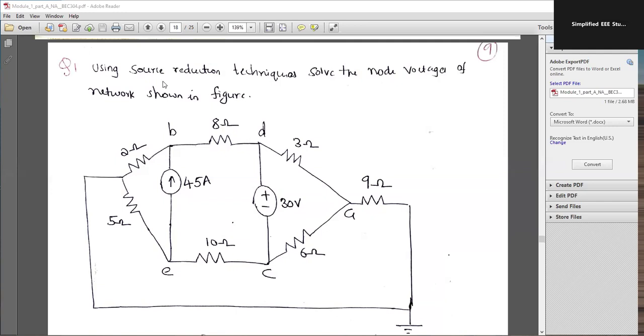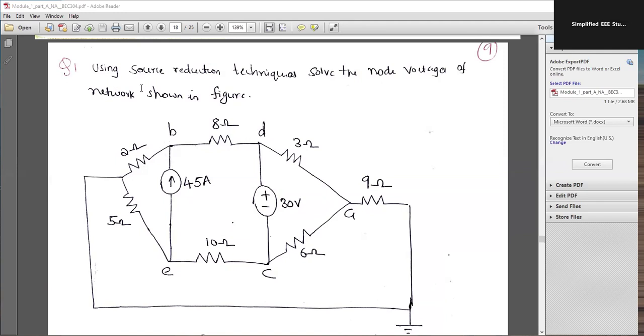In this session, I'm going to discuss the important problems that belong to source reduction and source shifting in the first module of network analysis. These are previous year question papers. You can go through them once and try to solve similar kinds of problems. I feel these questions can be expected for your university examination.